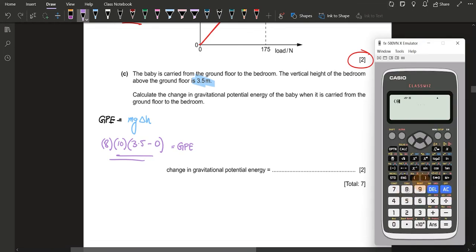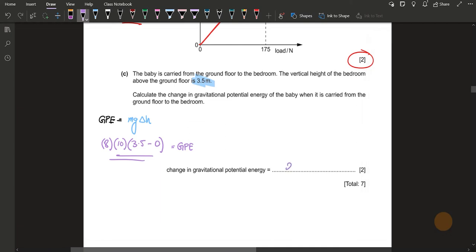So 8 into 10 into 3.5, which is going to give us 280. And don't forget to add your units, which is going to be joules. And we are done with question number 2.